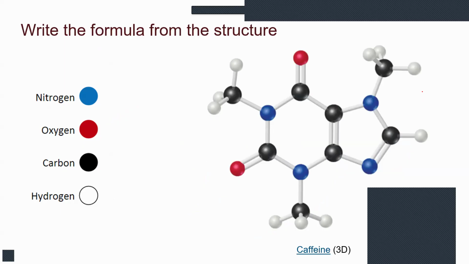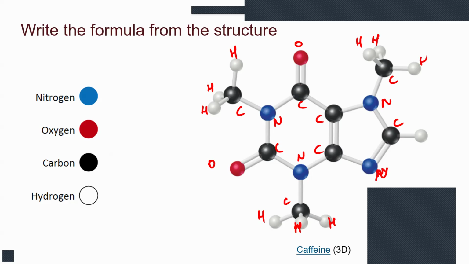When we get something like this, there's a lot to decipher here. The first thing that's worth deciphering is the identity of the different atoms. So let's go through there. H, C, N, C, N, O, C, H, N, C, N, C, H, oxygen, H.